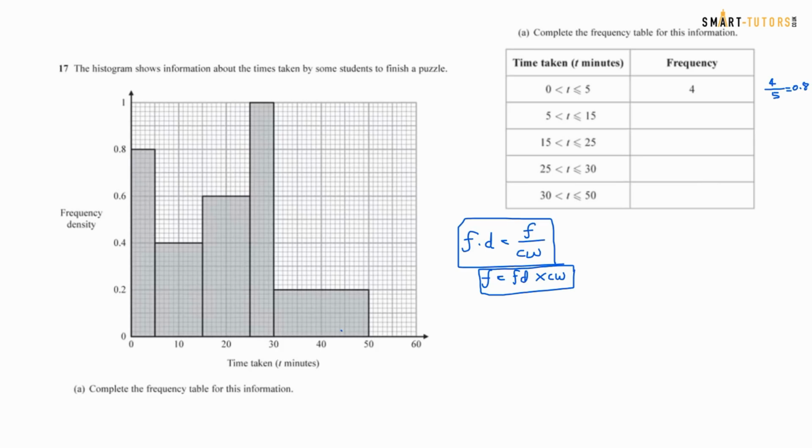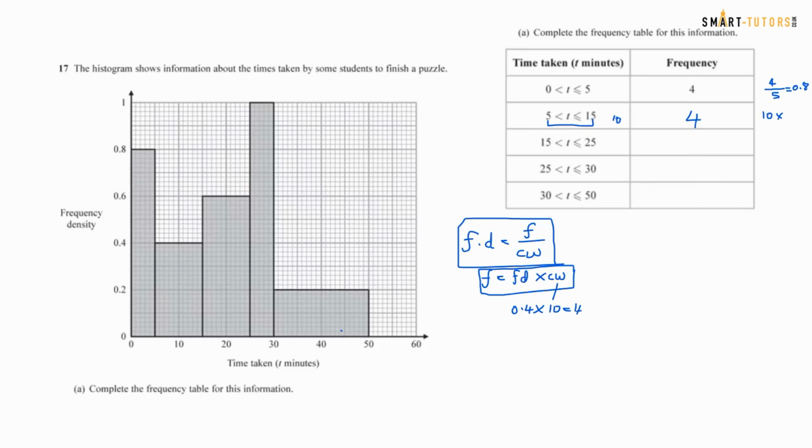So that is the reason they drew this bar chart for 0.8 frequency. That is correct. Second one, the class width is 5 to 15, which is 10, and 10 is the class width, and times the frequency density for the second group is 0.4. So 0.4 times 10 is 4. So the frequency is 4 here.